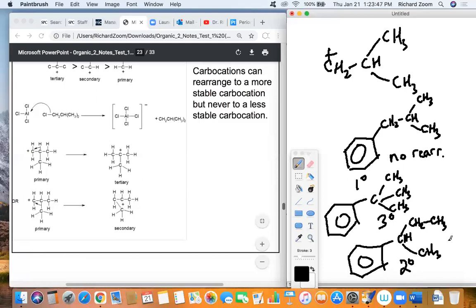So why is there not two products with the primary one? There would actually be three with this one, because the primary could rearrange to a secondary or a tertiary. So you could have all three of those products. But I'm not showing it there. I'm just showing the carbocations here. I'm not showing the products, but I am showing the products over here on my screen. Is that okay?